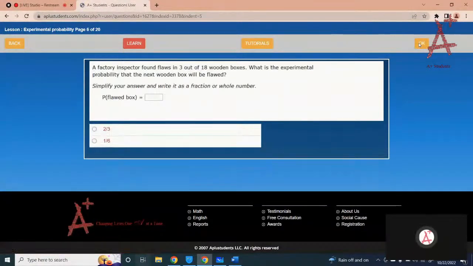Okay, the next one is: a factory inspector found flaws in 3 out of 18 wooden boxes. What is the experimental probability that the next wooden box will be flawed? So 3 out of 18 equals 1 over 6. Got it? So select the correct option and then click on the OK button.